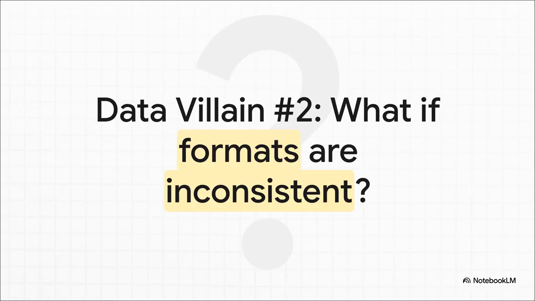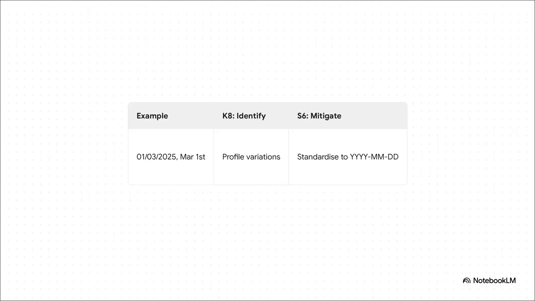Our next villain, the master of disguise, inconsistent formats. This is when one column has dates written like January 1st, 01/01/2024, and 2024/01/01 all mixed together. It makes analysis totally impossible. With your K8 detective hat on, you profile that column and hunt down every single variation. Then, for your S6 fix, you just pick one standard, like the universal year, month, day format, and convert everything to match. A real pro move here is to build a little automated checker to catch this stuff in the future.